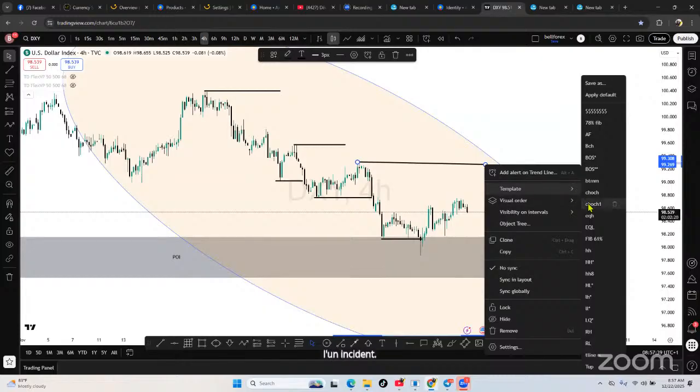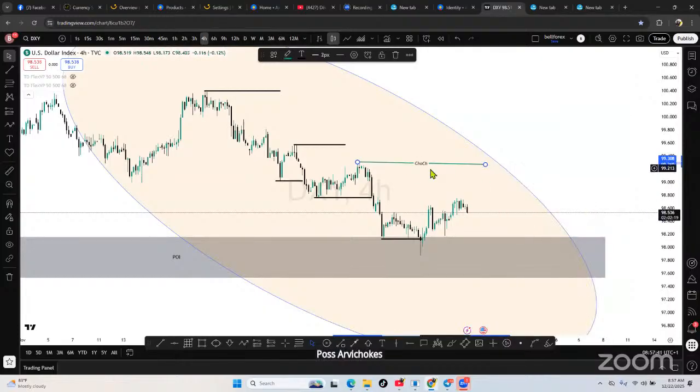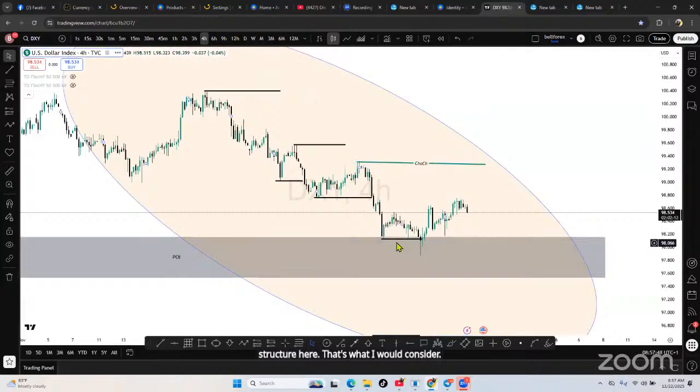So, for us to have a choke, the market has to break this green structure here. That's what I would consider. And I'm going to also consider that the last move was here. So this is what we consider.